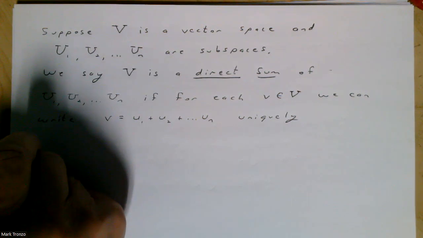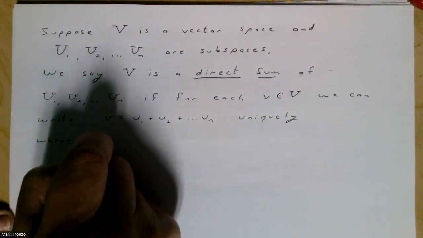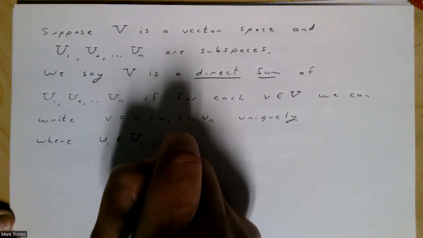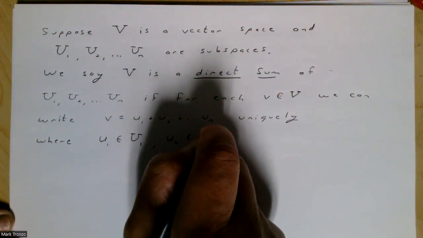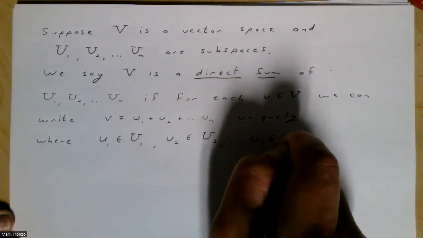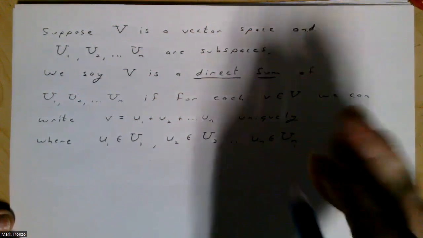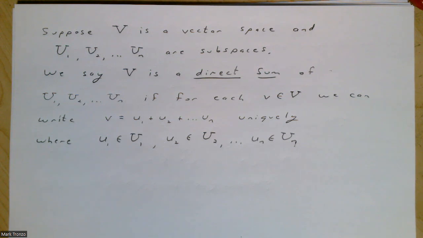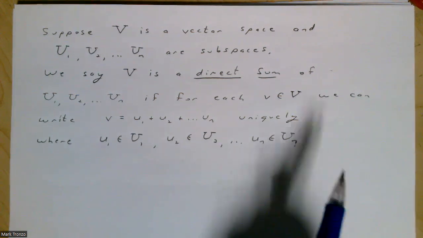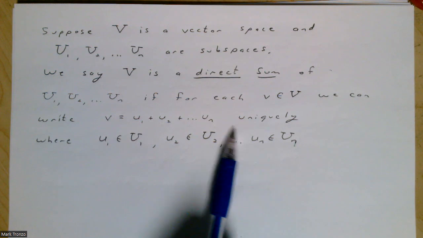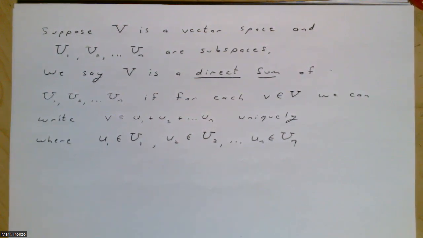again, where u1 is in our subspace capital U1, u2 is in our subspace capital U2, un is in our capital subspace UN. So it's called a direct sum if every vector in V can be written uniquely as a sum of vectors from each of these spaces here. That's the definition of a direct sum.